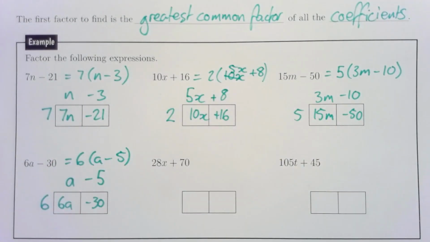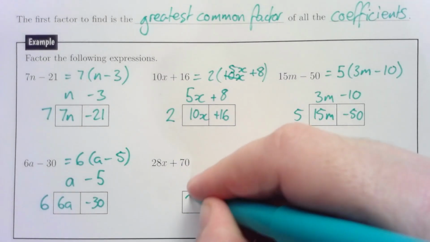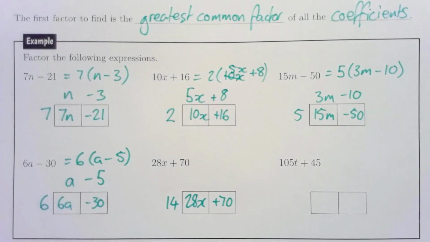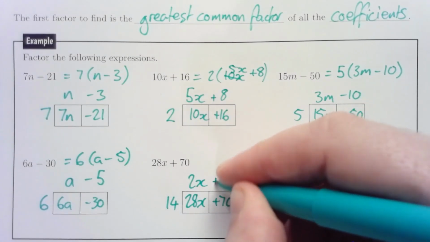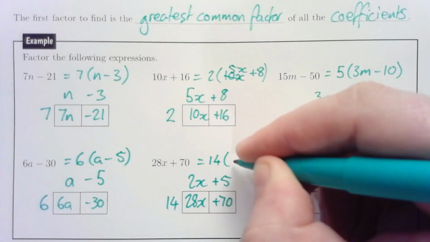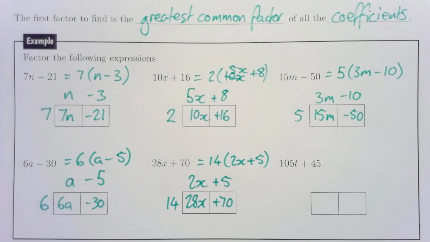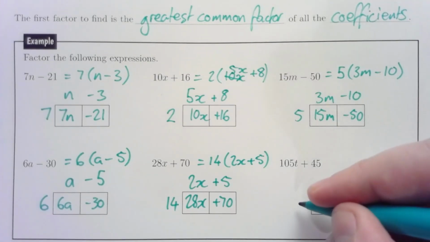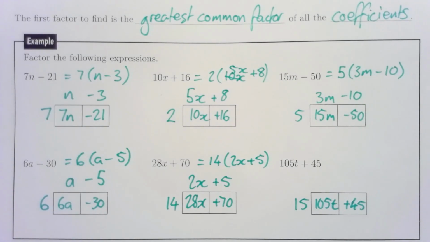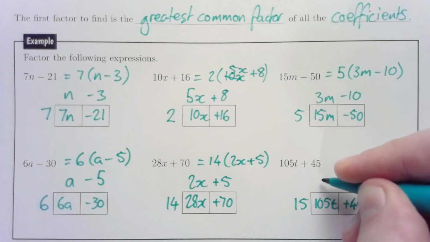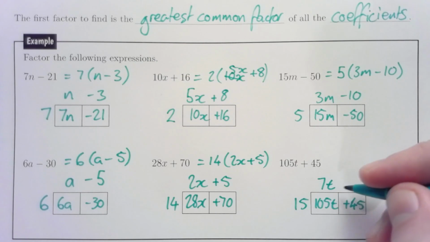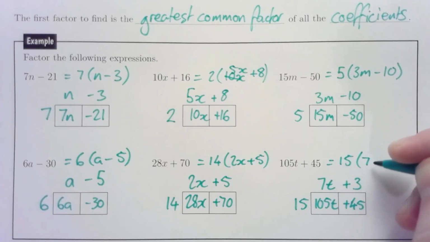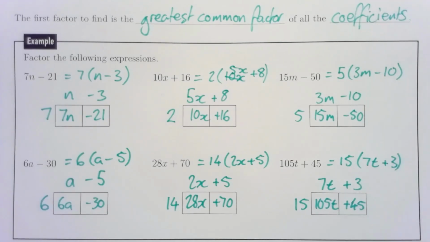For 28x plus 70, we have the common factor 14. With that common factor, we would be multiplying 2x and 5. So our factored form is 14 times the quantity, 2x plus 5. For 105t plus 45, the common factor is 15. To get our distributed form, we would have to multiply 15 by 7t and 3. So our factored form is 15 times the quantity, 7t plus 3.